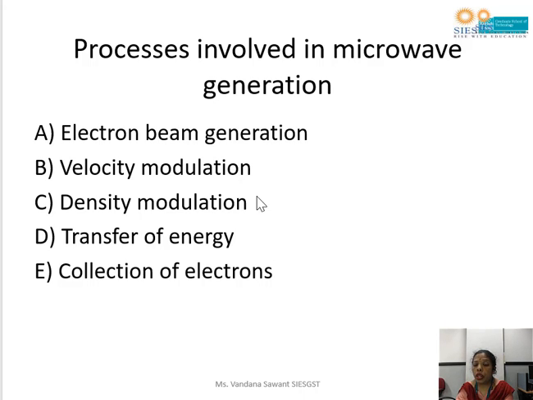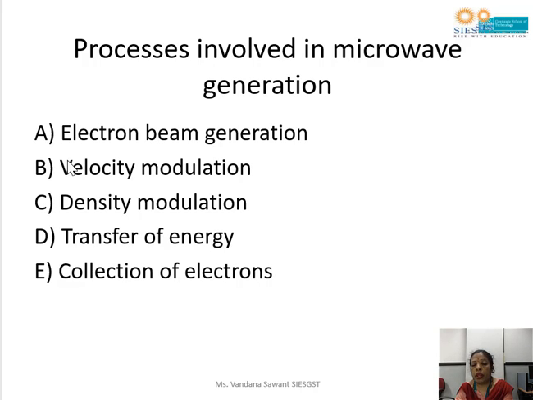Once the density modulation has been done, the electrons emit their kinetic energy, and this kinetic energy is gained by an AC signal which is present inside these tubes. That is called transfer of energy, and once the energy is transferred to the AC signal, the electrons should be collected by some collector, that is called collection of electrons. So whatever the type of tube, whenever it generates a microwave signal, it has to undergo all these 5 processes: electron beam generation, velocity modulation, density modulation, transfer of energy, and collection of electrons.